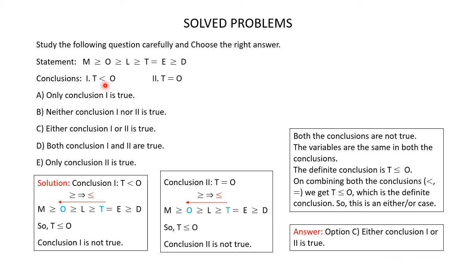Now let's combine both the given conclusions. When the symbols less than and equal to combine together, we get the symbol ≤. So on combining both the conclusions, we get T ≤ O, which is the definite conclusion. So clearly this is an either-or case. So the correct answer is option C, either conclusion 1 or conclusion 2 is true.